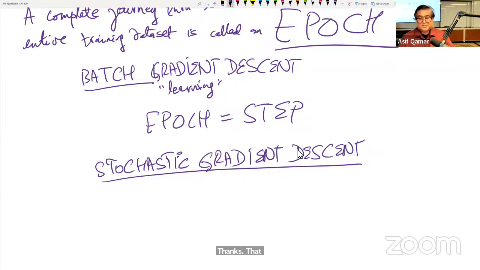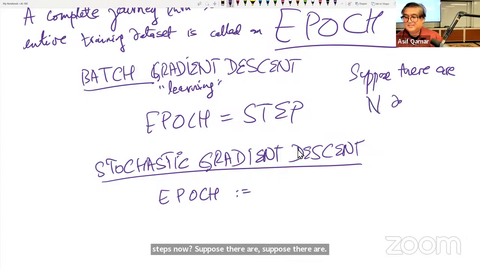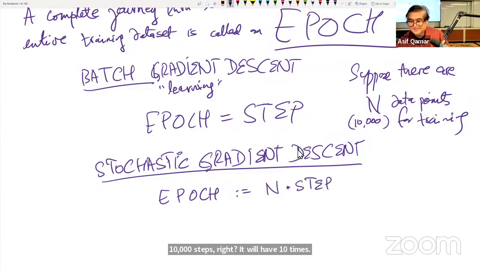So an epoch there will contain how many steps now? Suppose there are, let's say, n data points for training. Imagine a number, let's say 10,000. So how many steps will an epoch have? 10,000 steps, right? It will have n steps. Roughly speaking, 10K steps in this particular example. Does it make sense, guys? This is the other extreme of learning.